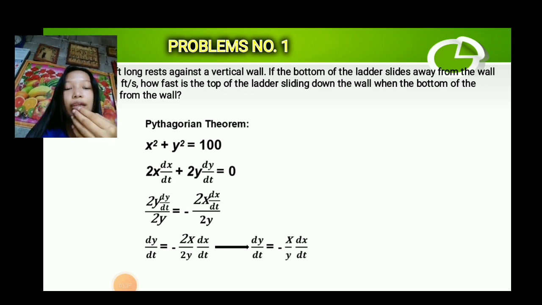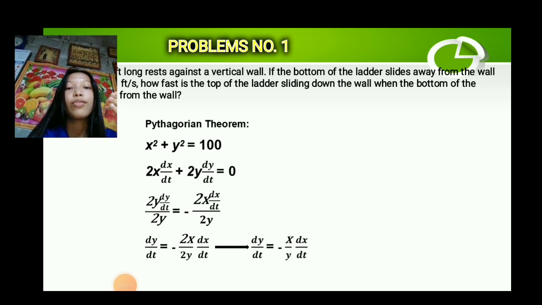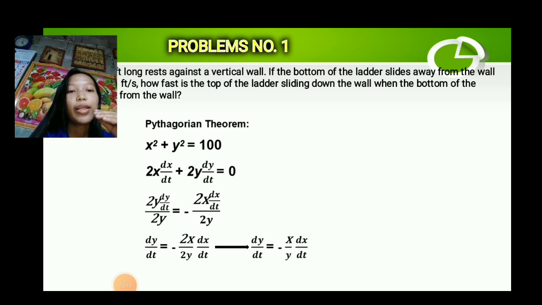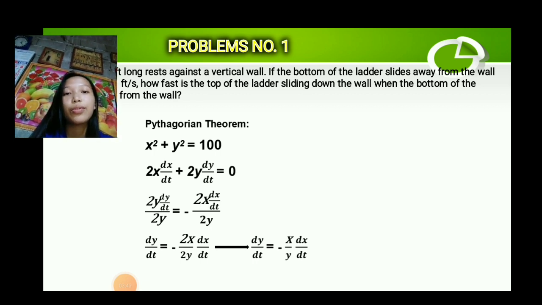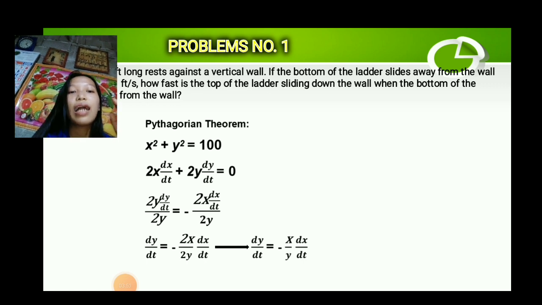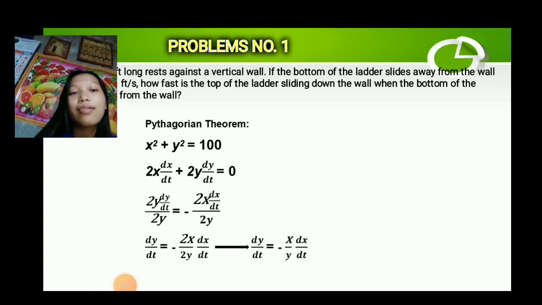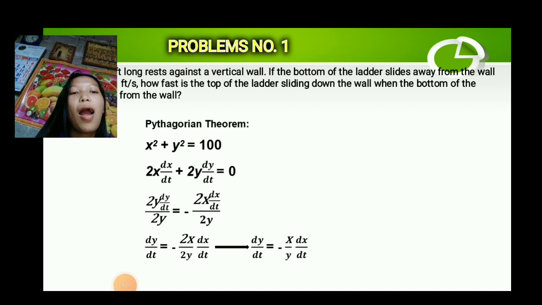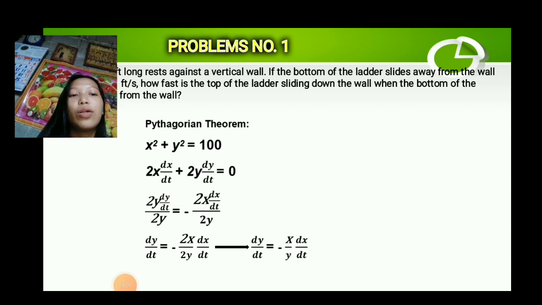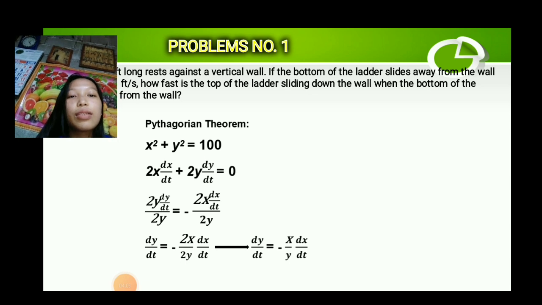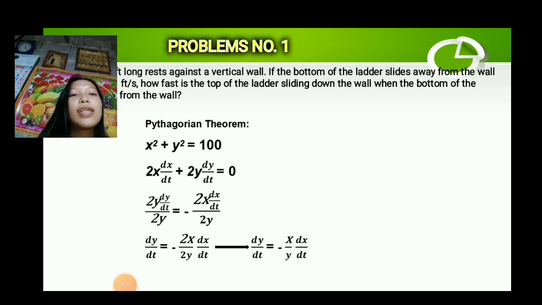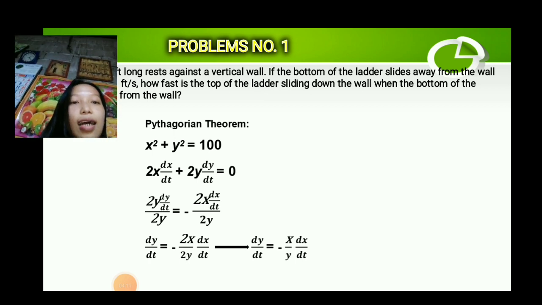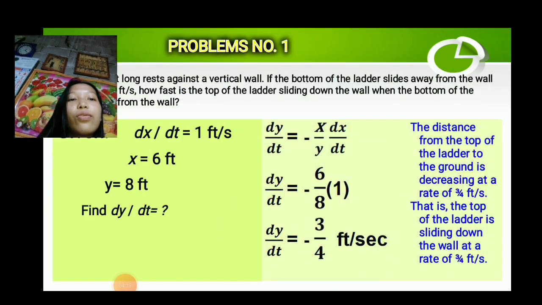So we have to find dy/dt. We divide both sides by 2y, so we get negative 2x over 2y times dx/dt. Since we can cancel out the 2, we get the final formula: dy/dt equals negative x over y times dx/dt. This is the formula we will use in finding how fast the top of the ladder is sliding down the wall. This is the last step, and this is the solution.